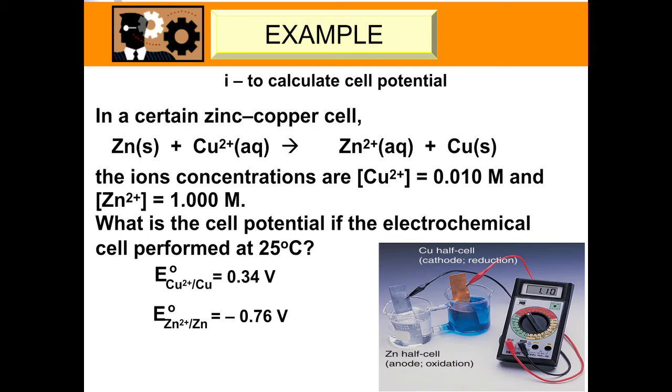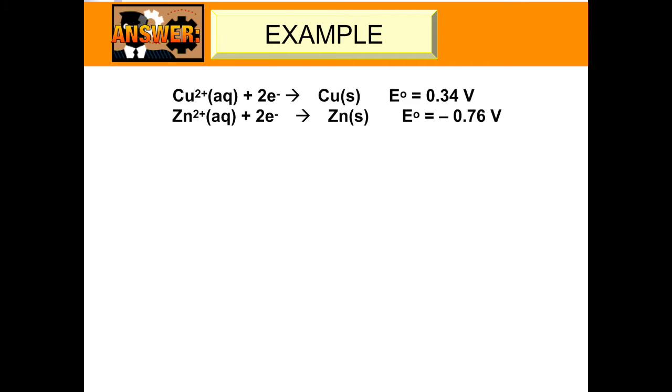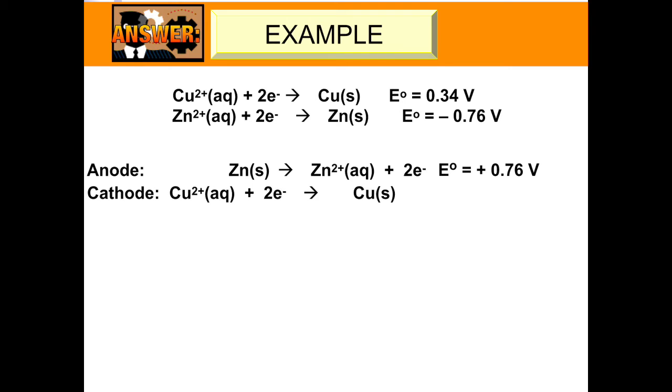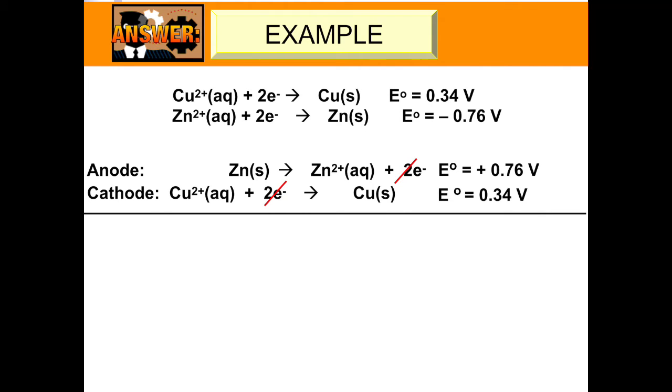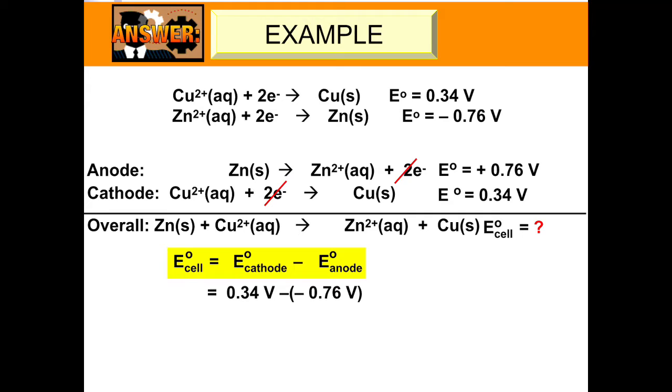If we look at the value of E0 reduction between Cu and zinc, we know that Cu will become the cathode, while zinc will become the anode. So, we write first the equations at anode and cathode. Then, if we refer to the formula E0 cell equals E0 cathode minus E0 anode, we will get the value of E0 cell, which is positive 1.10 volt.